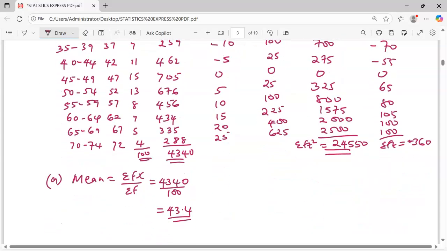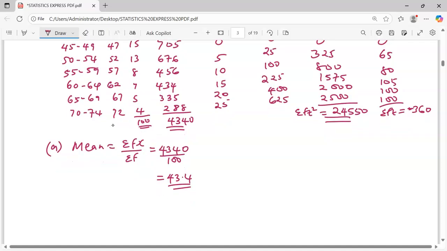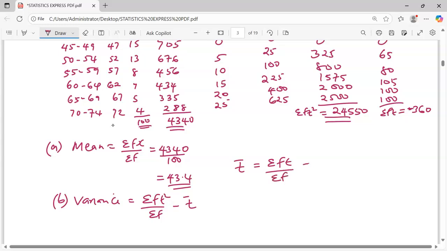From here now we can move and get the standard deviation, but before the standard deviation we need variance. Variance is given by summation of ft squared divided by summation of frequency, then we minus the mean of t squared. We can start by getting the mean of t by taking the summation of ft divided by the summation of f. Summation of ft will be negative 360 divided by the summation of frequency, which is 100, giving us negative 3.6.